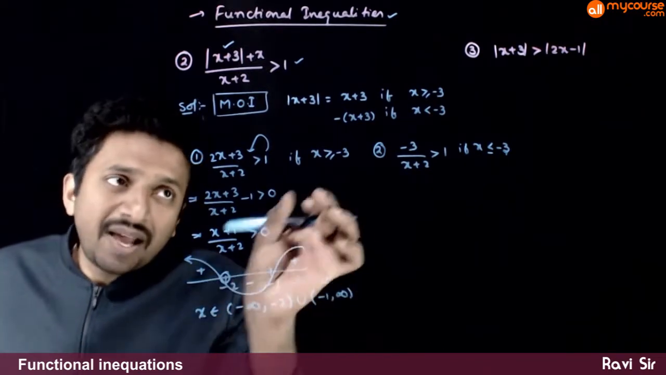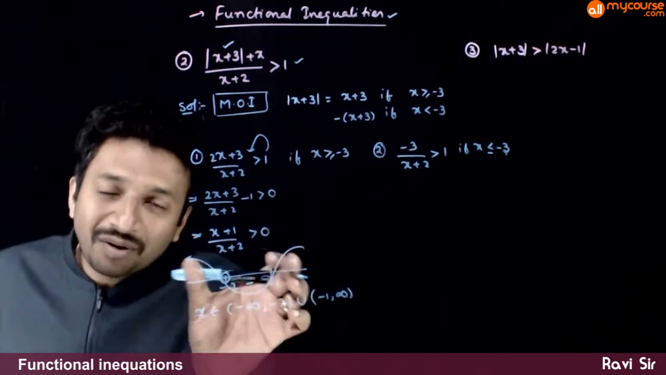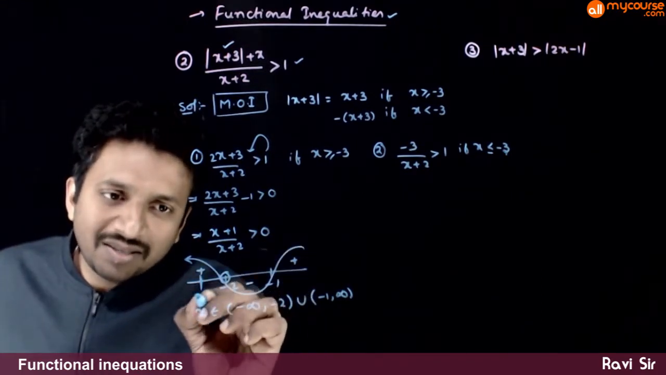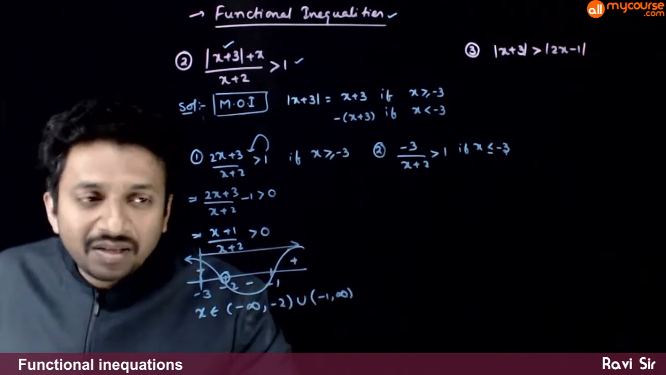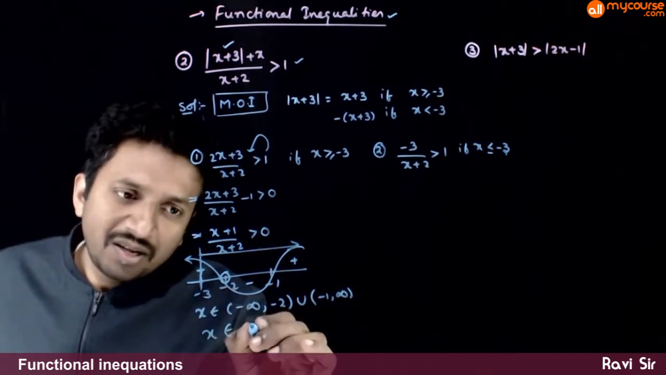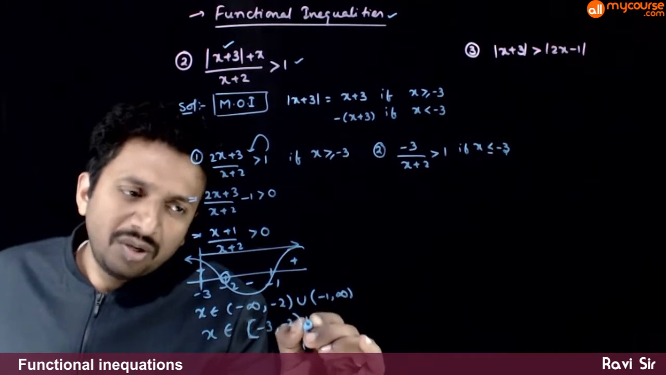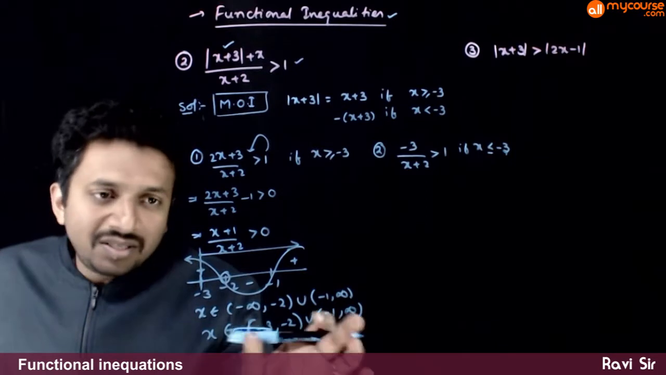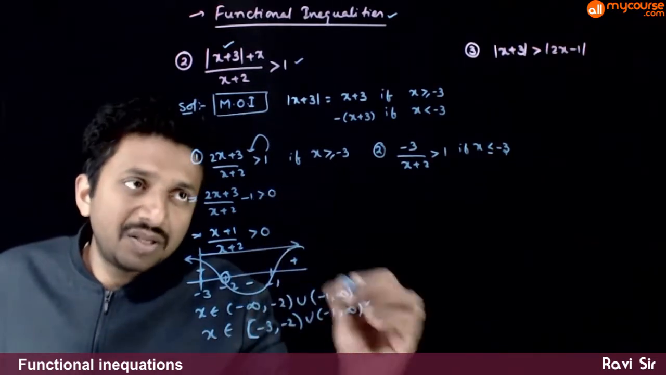But this solution is valid only when x is greater than or equal to minus 3. So you have to find the common interval. So when x is greater than or equal to minus 3, this is minus 3. So x has to be on this side of minus 3. So what is the effective solution? So x belongs to minus 3 closed to minus 2 union minus 1 comma infinity. So this is the interval when x is greater than minus 3. So this is one interval.